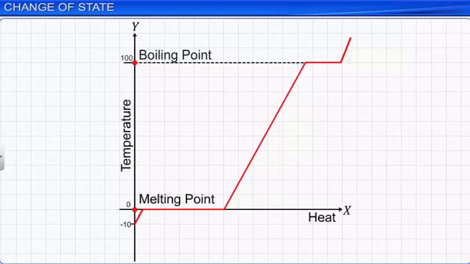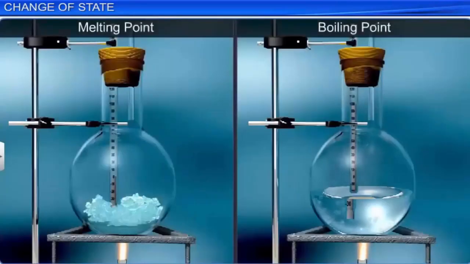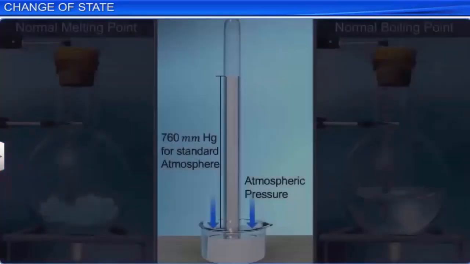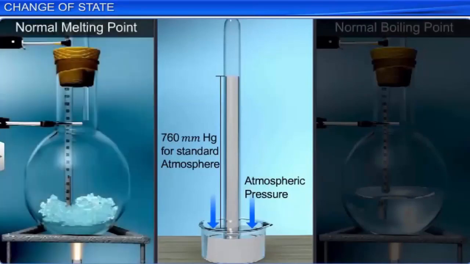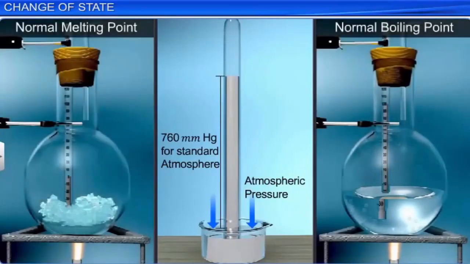The temperatures corresponding to parallel portions of the graph correspond to melting and boiling points. The melting point and boiling point of a substance depends on pressure. If measured at standard atmospheric pressure, they are called normal melting point and normal boiling point. For example, the melting point of ice decreases with an increase in pressure.